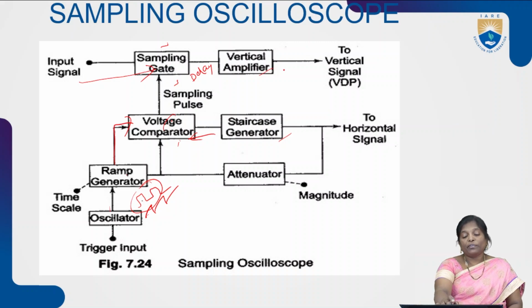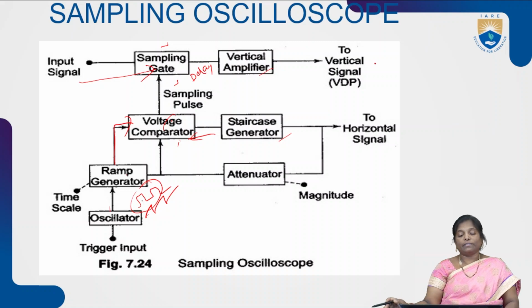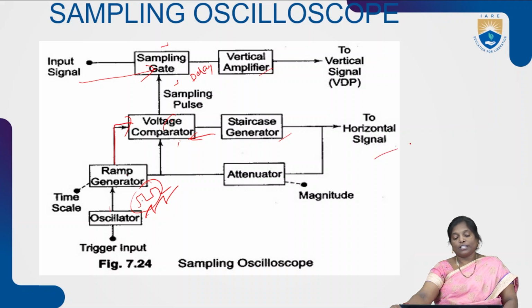This vertical amplifier will give the input to the vertical deflection plates. At the same time, the output coming from the staircase generator is given to the horizontal signal. So, without any distortion, the vertical and horizontal deflection plates produce the output on the CRT screen.